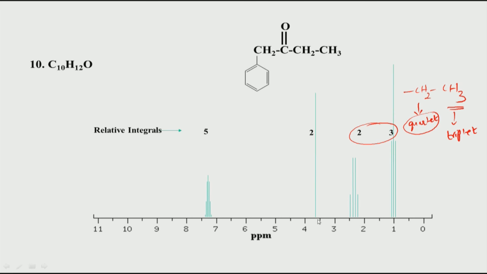and it is downfield shifted, coming around 3.7, 3.8, because it is attached to a CO on one side, which is not very strongly electronegative like a direct oxygen, but definitely more electron withdrawing because of this oxygen here. Also, the electron withdrawing or deshielding factor comes from the benzene ring. So, both of these together make this proton downfield shifted.